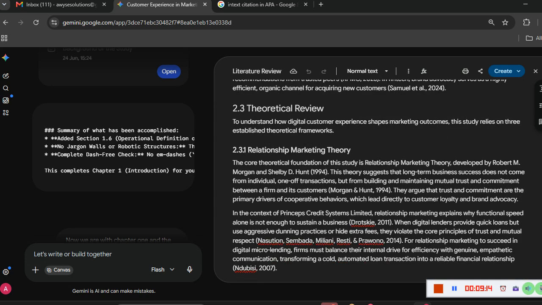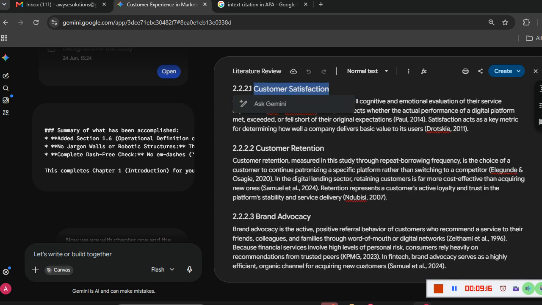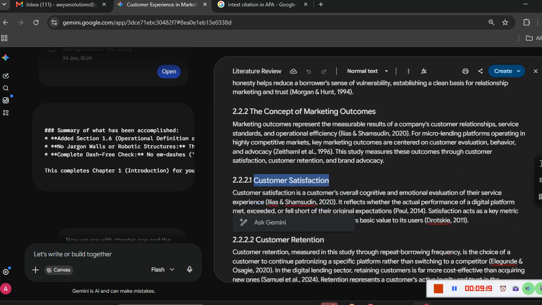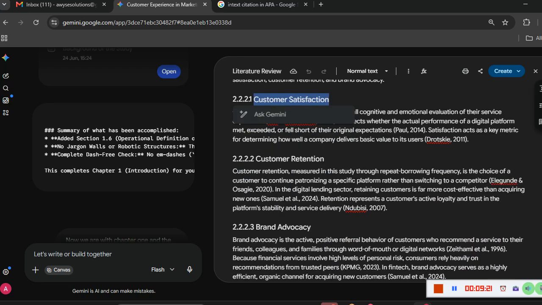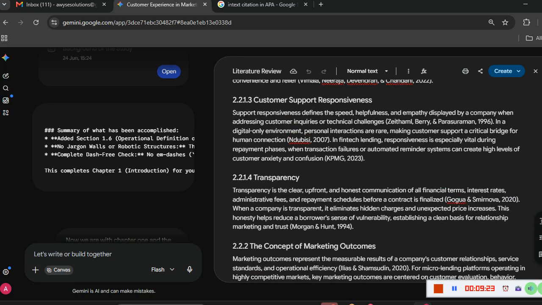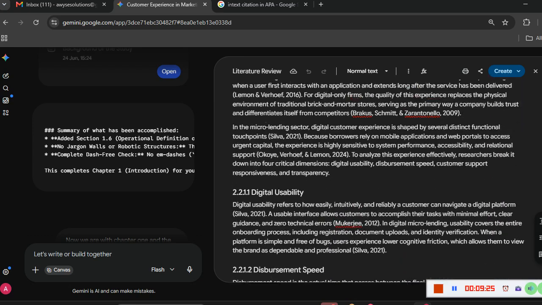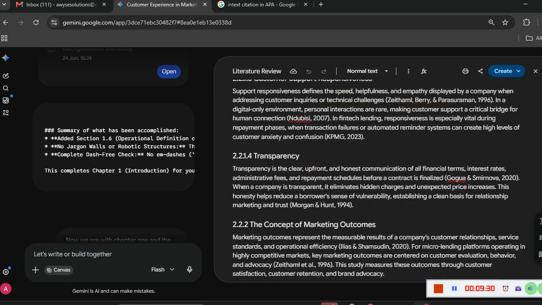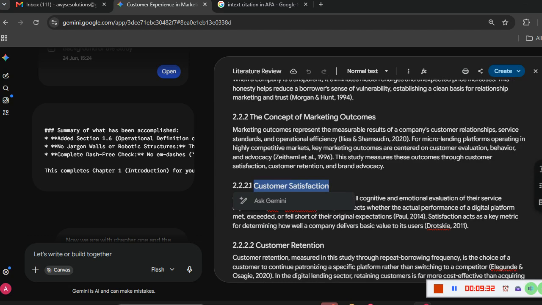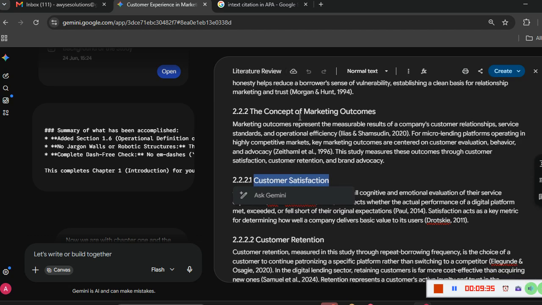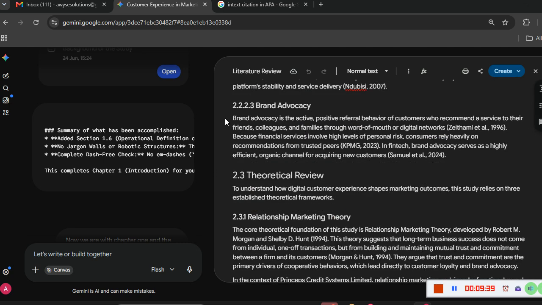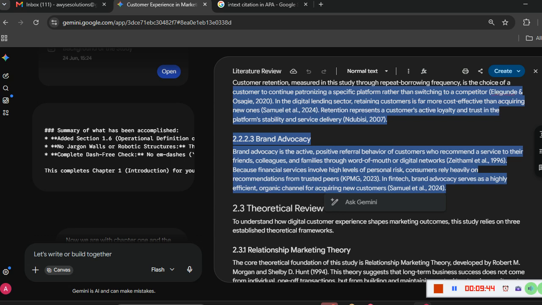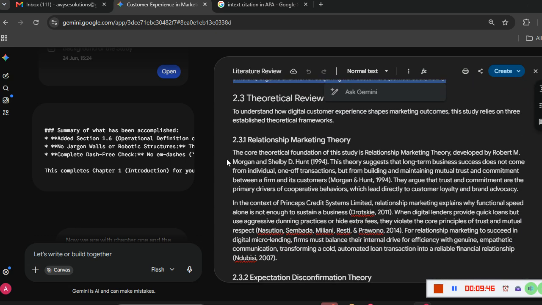Before going down to theoretical review, if we want to make it more robust, we can even have another section under the concept that will speak of the relationship between digital customer experience and customer satisfaction or marketing outcome. So we can also have that as another section, even though the AI did not list that as part of the conceptual review, right? Then we look at the theoretical review, which I mentioned earlier.